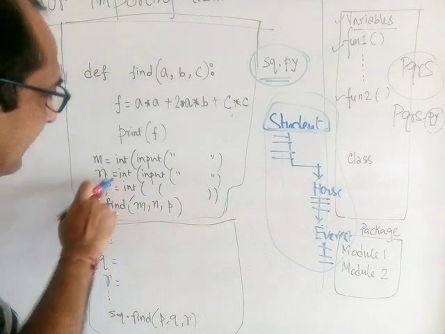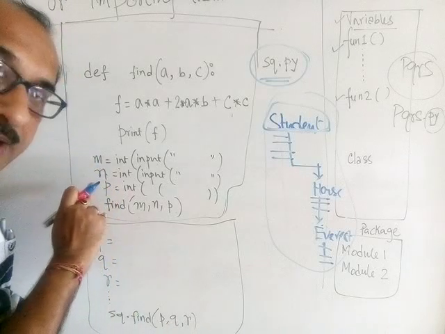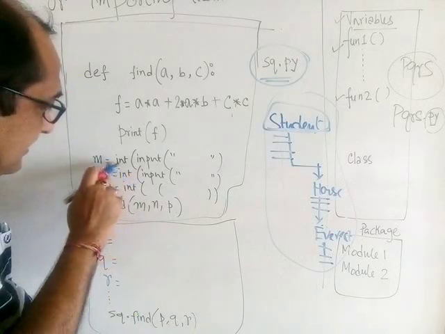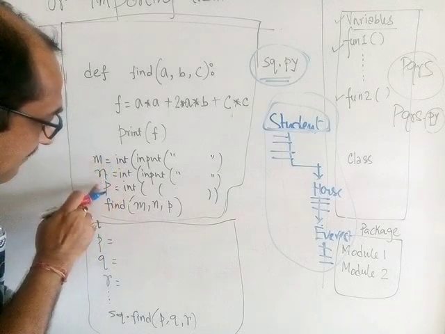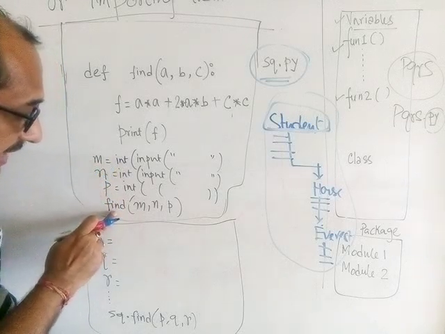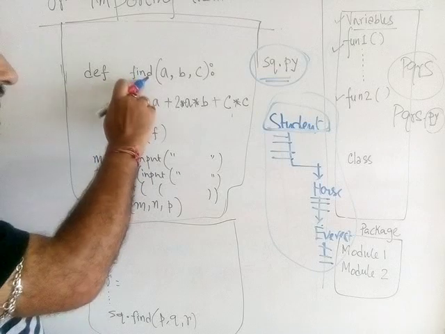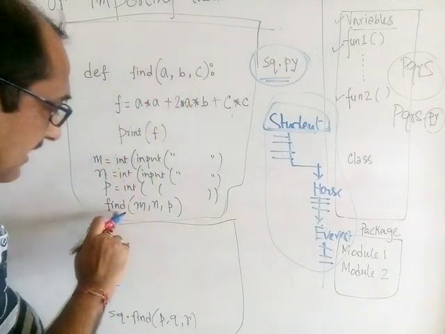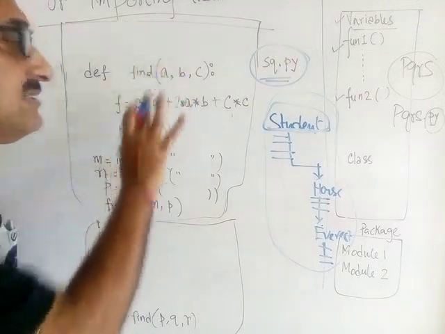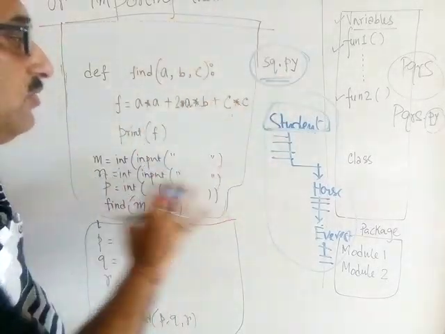Fine. And I had a main body also in the same module where I just input three variables m, n and p, and I called this function find. I asked it to let me know the result. So that is how I was getting the result in this module.